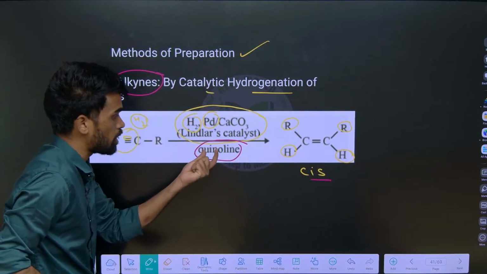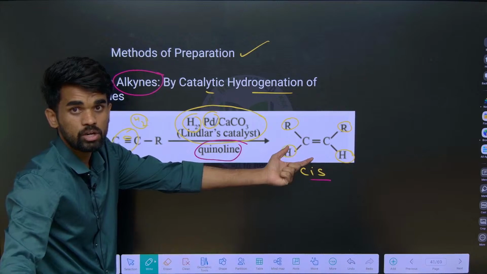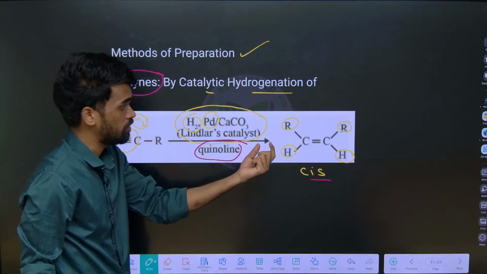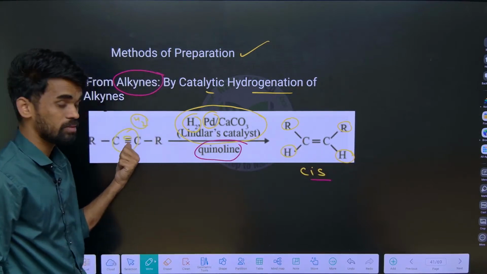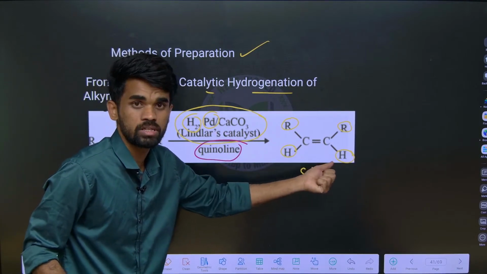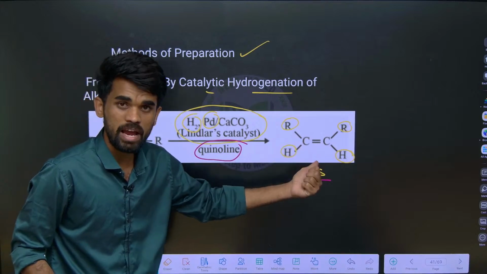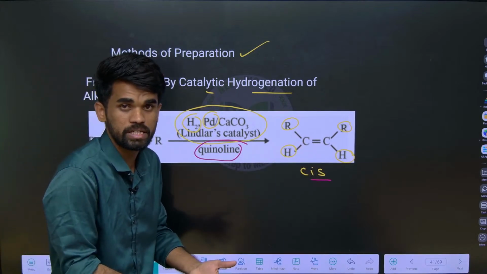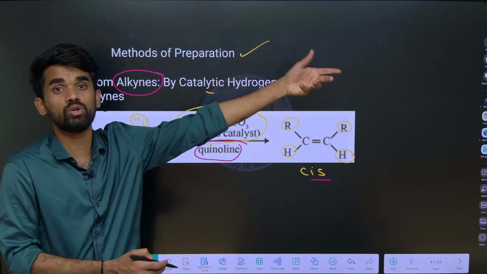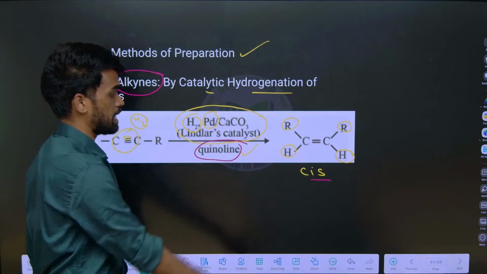If we are not using this quinoline, we will get the completely hydrogenated product. This is partially hydrogenated now. Only one of the 2 pi bonds is removed by the addition of these hydrogens. Complete hydrogenation means both pi bonds are removed and it gives an alkane, but what we require is only the alkene, so we use a catalytic poison like quinoline.